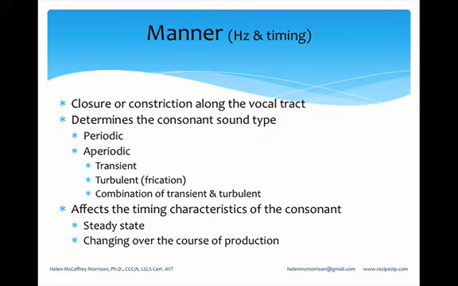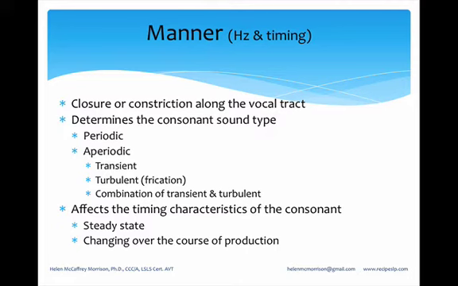There's another type of production where there's a constriction. Sound leaks through, but there is a slight obstruction to sound. So we might have t for a complete closure along the alveolar ridge of the tongue and the alveolar ridge. But if we have a constriction, we might have the voiceless th. And the manner in which there's either closure or constriction is going to determine the consonant sound type.